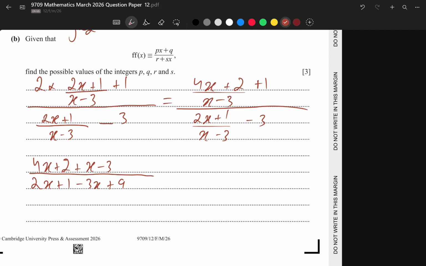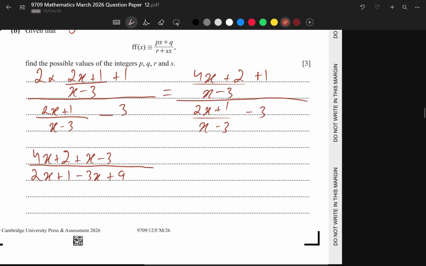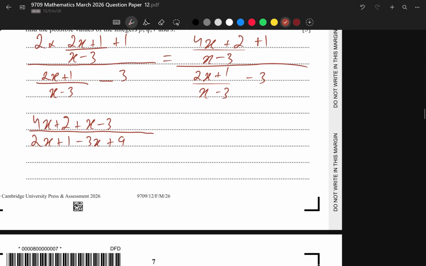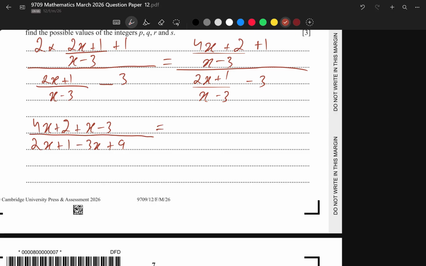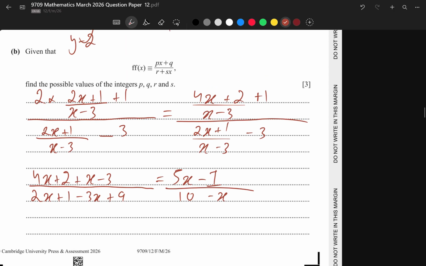Now you'll see that both the denominator and the numerator are being divided by x minus 3. So we just took it as common and removed it. Now the equation we are left with is this. So let's simplify this. 4x plus x is equal to 5x, plus 2 minus 3 is minus 1, upon 2x minus 3x is equal to minus x, and 1 plus 9 is equal to 10. So (5x minus 1) upon (10 minus x).